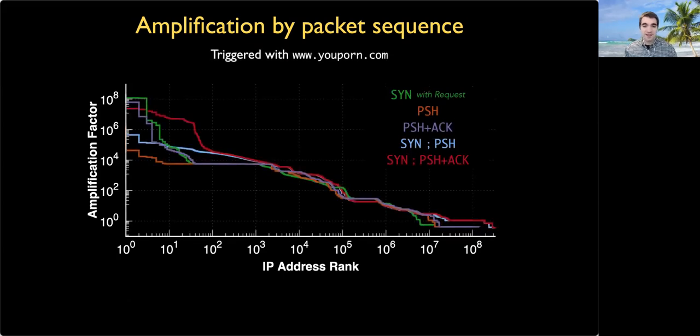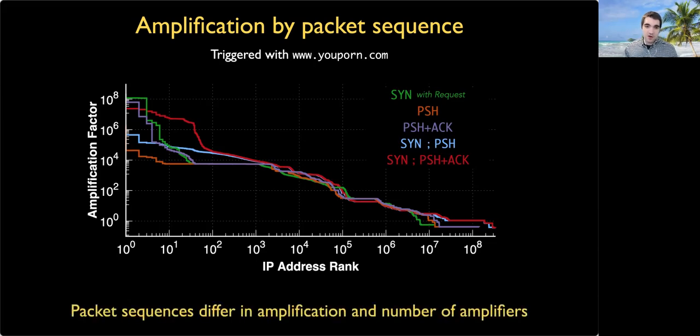First, you'll see the amplification factor we can get is surprisingly high. Just look at the y-axis on this graph. There are hundreds of thousands of IP addresses with dangerously high amplification factors, and hundreds of millions more that can act as weak amplifiers. But the packet sequence we send also affects the amount of amplification and the number of IP addresses that respond. Now I'll draw special attention to 2 parts of this graph.